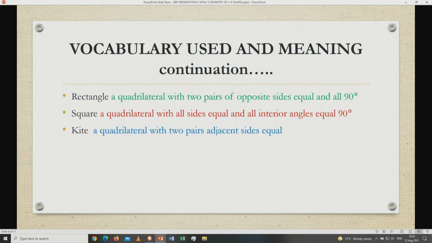Kite. A kite boys will be more familiar with, because they normally, or even girls nowadays, guys, because we do it together these days, fly one. A kite is a quadrilateral with 2 pairs of adjacent sides equal.